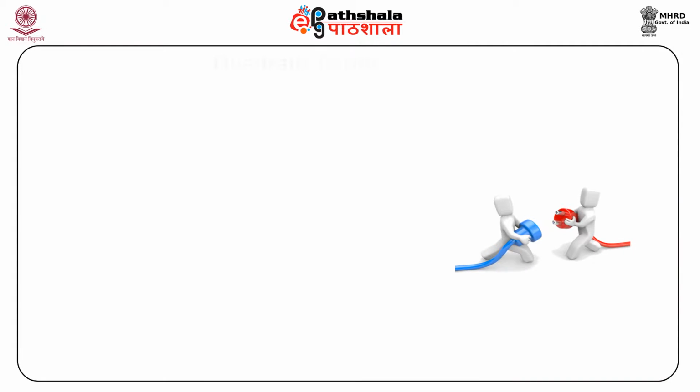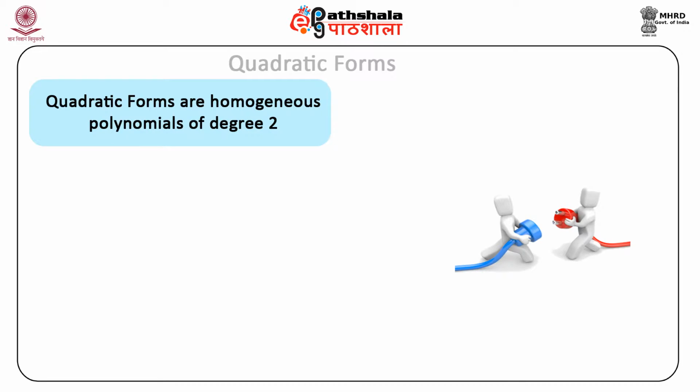Now we will be discussing quadratic forms. Forms in mathematics refer to polynomial expressions where each term is of the same degree. When the degree is 2, it is called a quadratic form. Quadratic forms are thus homogeneous polynomials of degree 2.